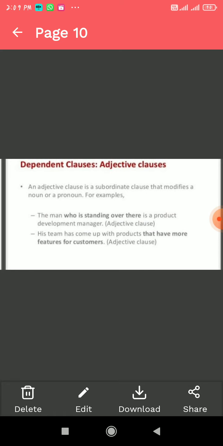Another clause is the adjective clause. An adjective clause is a subordinate clause that modifies a noun or a pronoun. For example, the man who is standing over there is a product development manager. His team has come with products that have more features for customer. So these two clauses, who is standing over there and that have more features for customer, are called adjective clauses because they do the work of an adjective. That is why it is called an adjective clause.